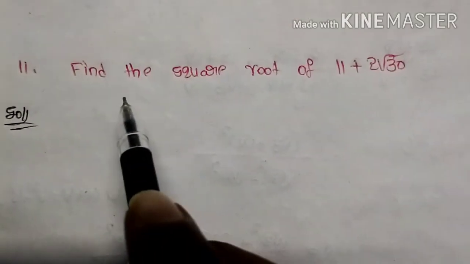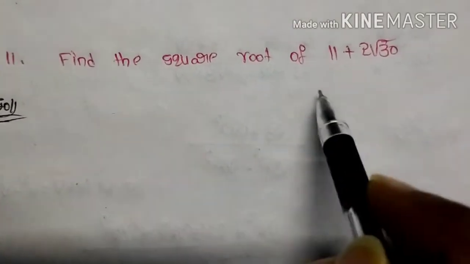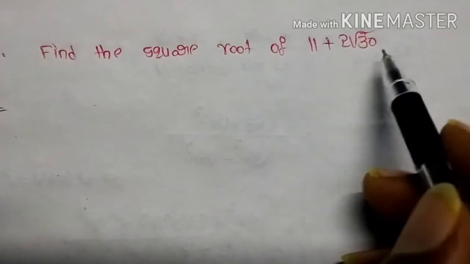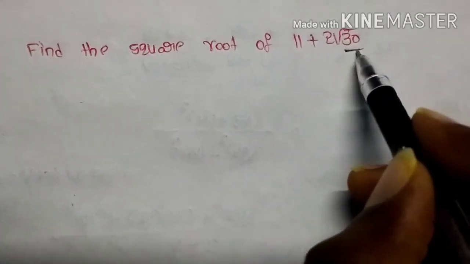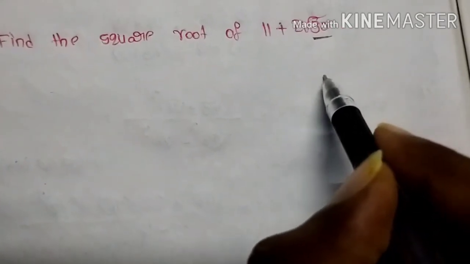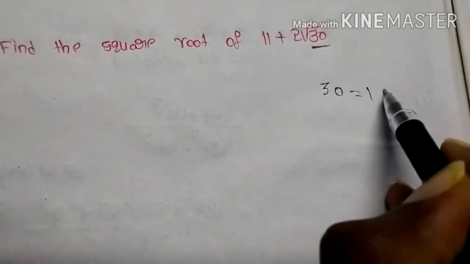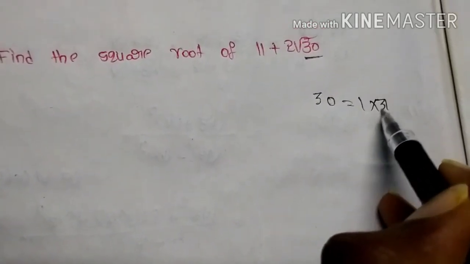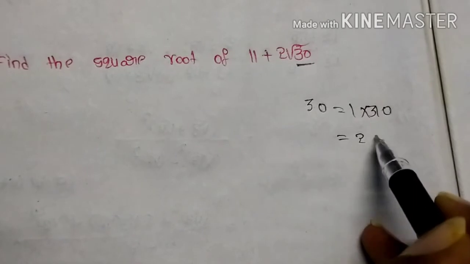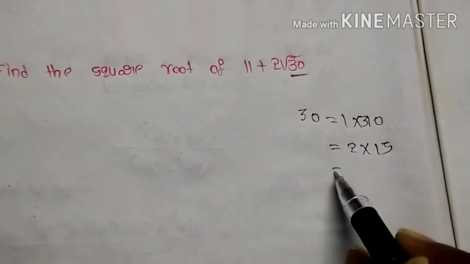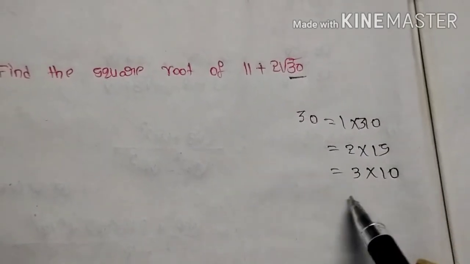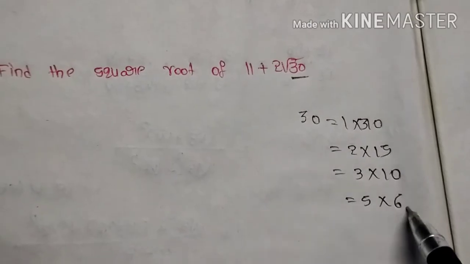Now you can see here exercise 1.4 question number 11. Find the square root of 11 plus 2 root 30. Just you can see here how much is the value 30. How can you find 30? See here, 30 factors. You can write here 1 into 30. Yes or no? 1 into 30 is 30. You know that 2 into 15 is 30. You know that 3 into 10 is 30. You know that 5 into 6 is 30. Is there any other factors?